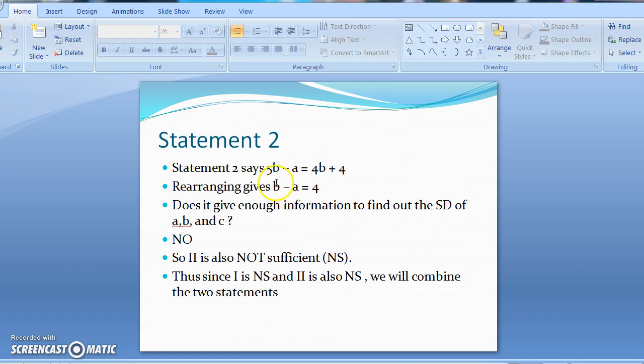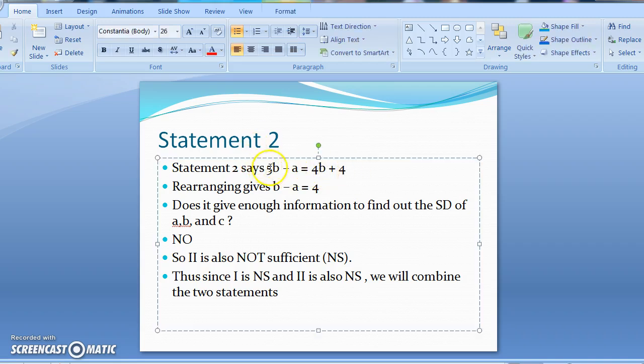Let's move to the statement 2. Statement 2 says 5B minus A is 4B plus 4. Rearrange it. Take the 4B this side. It will become 5B minus 4B, which will be B. And leave this A there. Minus A equal to 4 comes here. So the difference between B and A is 4. Is that enough to answer the question? Again, remember, the common mistake is that students often combine the two statements.